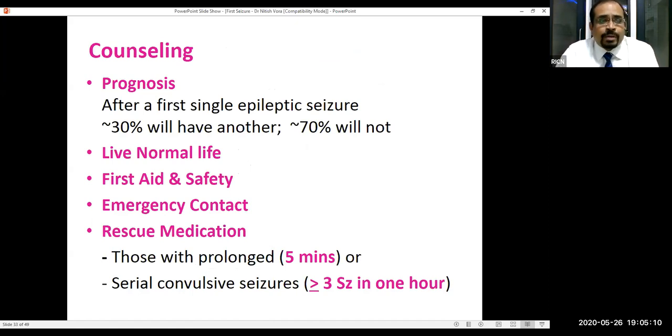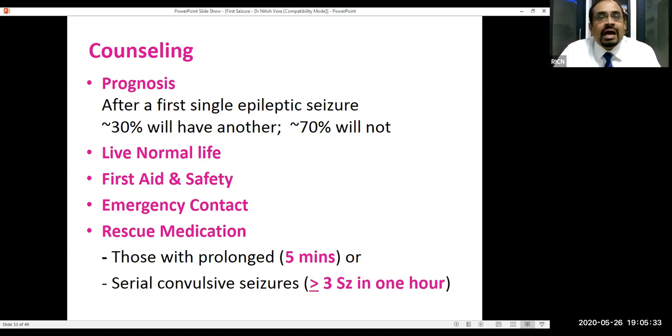Counseling is a very important part, because parents want to know what's happening, so we reassure them it's going to last less than 2 minutes, no prolonged seizures, no brain damage, don't worry. And what happens after a first unprovoked seizure? Good thing, 70% will never happen again. I'm talking about unprovoked seizures, an epileptic seizure. So 70% will not happen again.